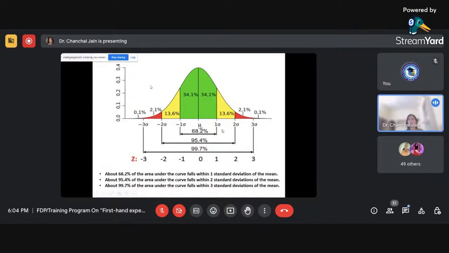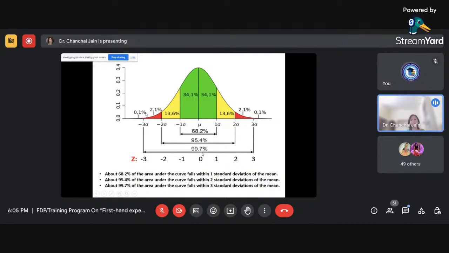So 10 plus 2 is 12, and 10 minus 2 is 8. Likewise, this way you can decide upon the shape of this curve. Generally, mu plus minus 1 sigma contains around 68.2% of your data points in the normal distribution curve, right? Similarly, mu plus minus 2 sigma, from here to here, includes around 95.4% of your data points. Similarly, mu plus minus 3 sigma includes approximately 99.7% of your data points, right?